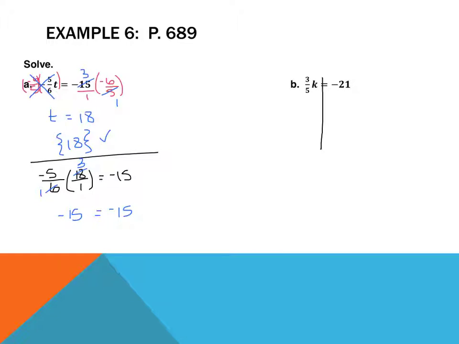Alright, example B, same concept. We're going to multiply by the reciprocal, so this is 3/5, so I'll multiply by 5/3. Put my 21 over 1 so that they're both fractions. So on the left side, my 3's cross cancel, my 5's cross cancel, and I'm left with k. On the right side, I can cross reduce. 3 and 21 are both divisible by 3, so it's going to be 1 and 7. And then multiplying straight across, negative 7 times 5 is negative 35 over 1.